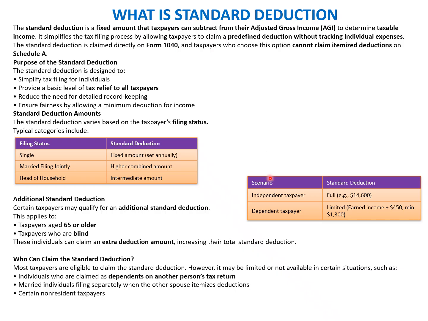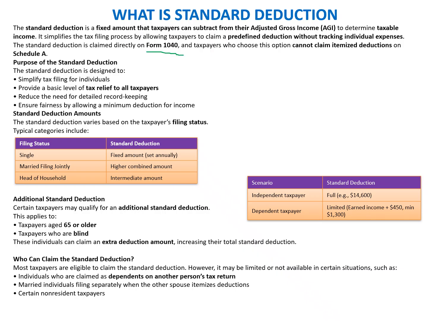Okay, so now we'll quickly understand the concept of the standard deduction in the context of US taxation. Standard deduction is a fixed amount that a taxpayer can subtract from their adjusted gross income to determine the taxable income. So what does this mean? It simplifies the tax filing for the taxpayer because he does not have to produce any documentation. He can simply claim the standard deduction based on the filing status. The taxpayer can claim the predefined deduction without tracking the individual expenses. The standard deduction is claimed directly in Form 1040, which means there is no complication and no information needs to be provided in Schedule A.